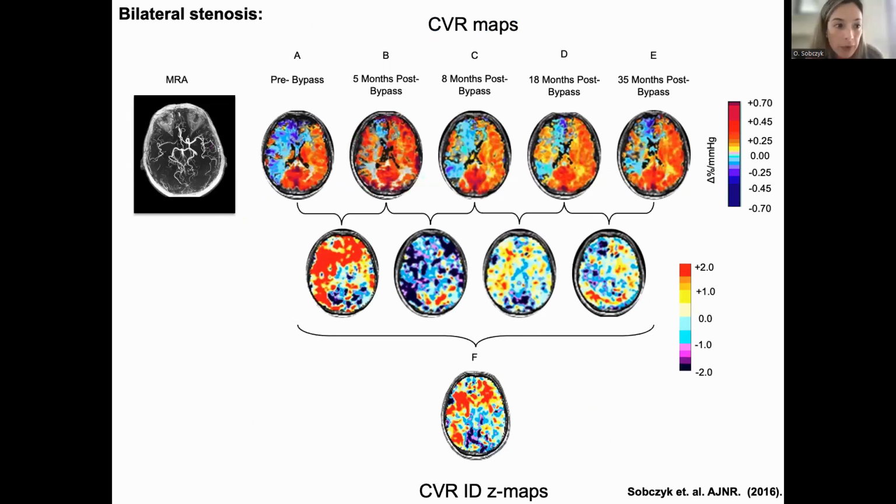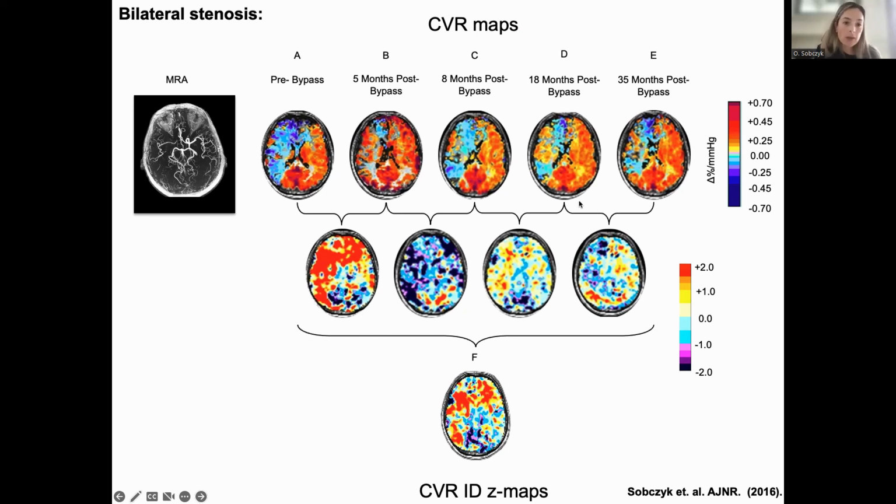So here's an example with a patient with bilateral stenosis who underwent five CVR scans. You have pre-bypass and then five months post-bypass, and it looks like the CVR got better. The ID Z map confirms that the affected hemisphere that was operated on did. Follow-up CVR shows that the CVR looks like it actually got worse, and you can see that the Z map does show that the affected hemisphere did get worse.